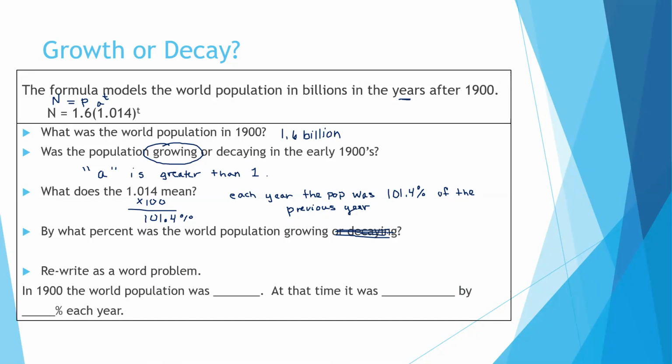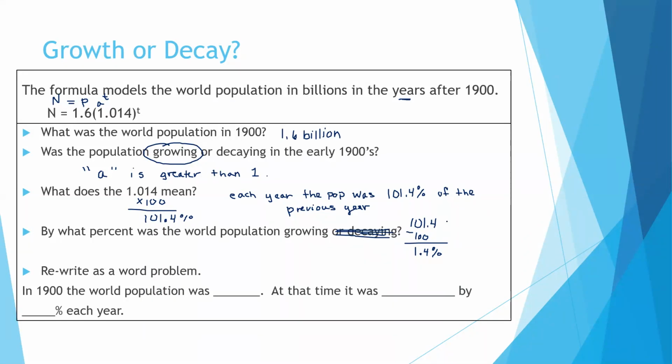So when I think this through, I just want to see what difference there is between the percent I just found and 100%. So I can take 101.4, subtract out 100, and that would give me 1.4%. So it was growing by 1.4%, and that's normally how we would describe things rather than using the 101.4%.